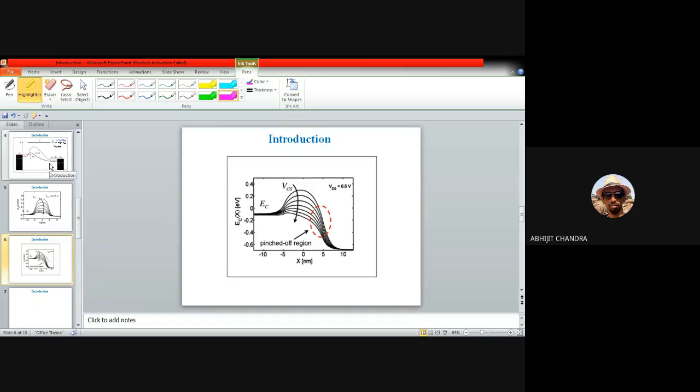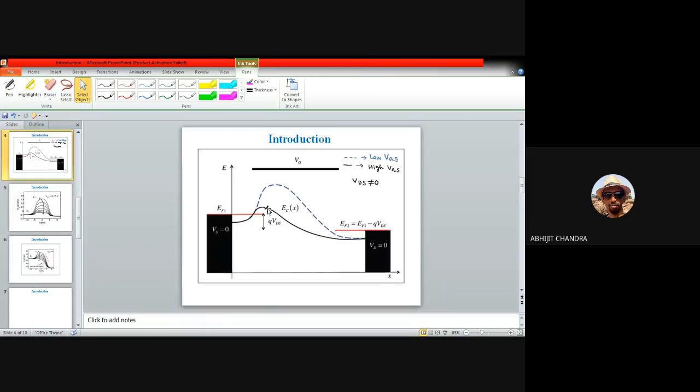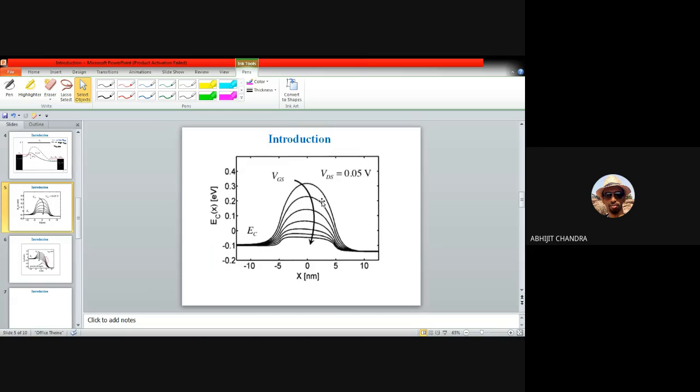In fact, in the last slide, this has been shown over here. So here we are increasing the value of VGS. The same thing has also been shown in the last slide, considering two different values of VGS. So the dotted one was for low VGS and the firm one was for the high VGS. The same thing has also been shown over here, considering different values of VGS, say 1, 2, 3, 4, 5, 6, and so on. As you see, this is an experimental diagram.